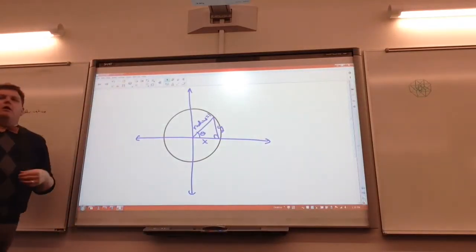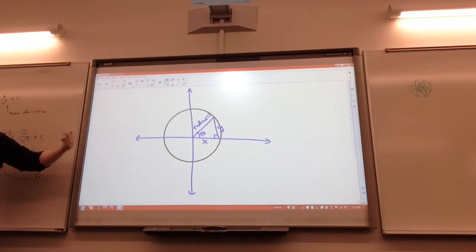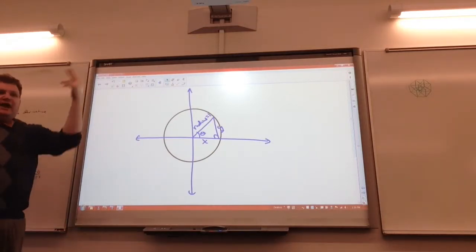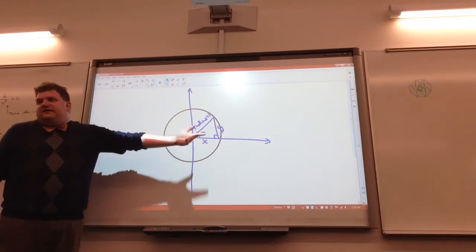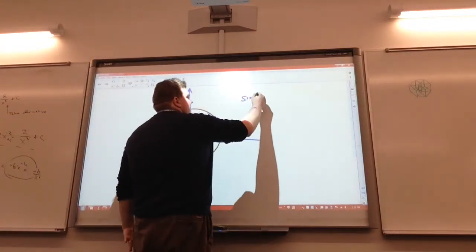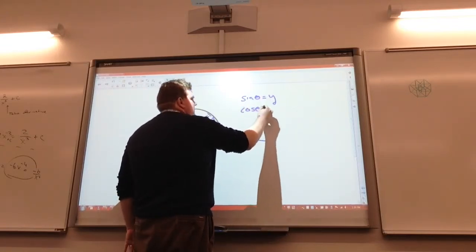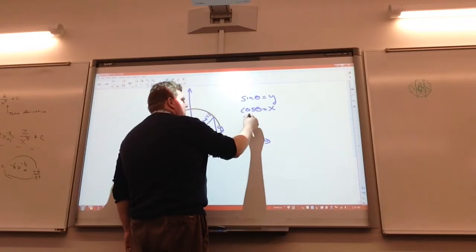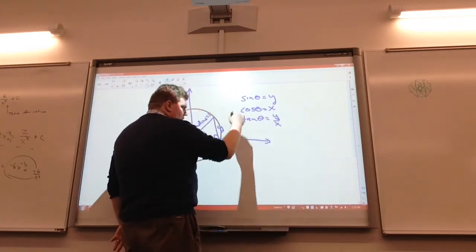That means when I do my trigonometric functions, I can write them directly in terms of x and y. I don't have to bother with y over h or x over h, because what's h always going to be now? 1, because it's the radius. So the sine of theta is just equal to y, and the cosine of theta is just equal to x. The tangent of theta is still y over x.